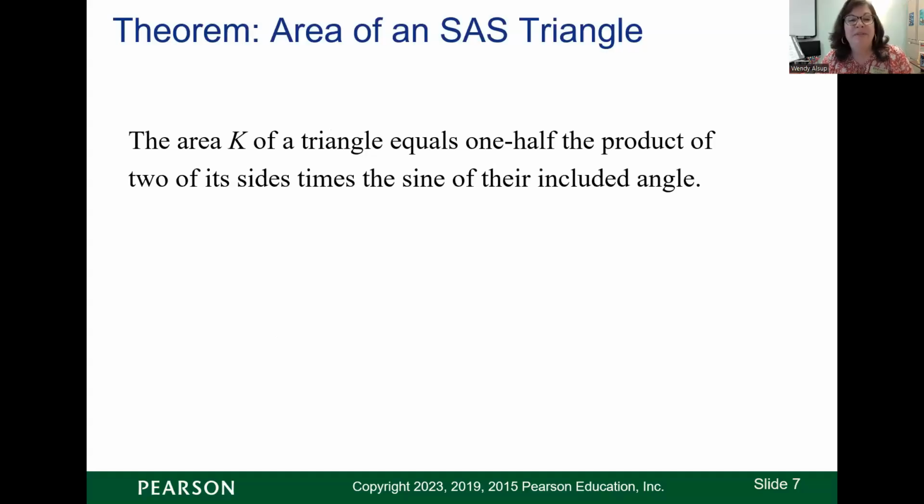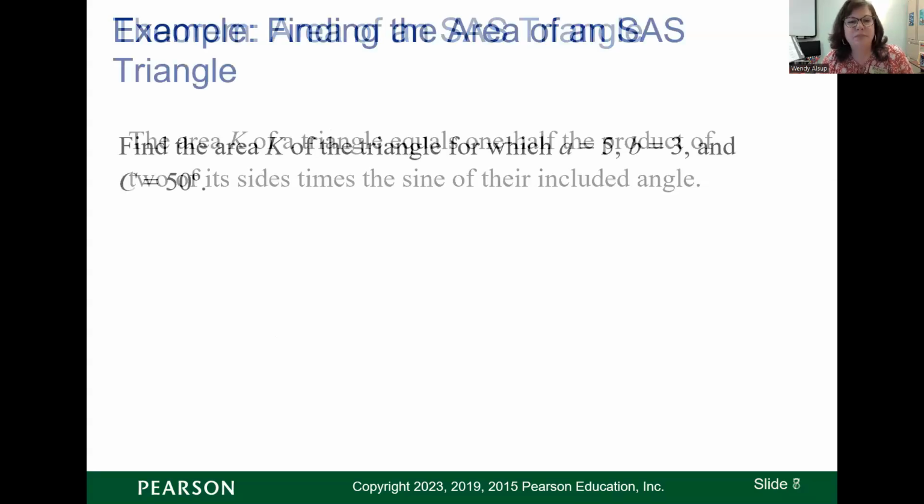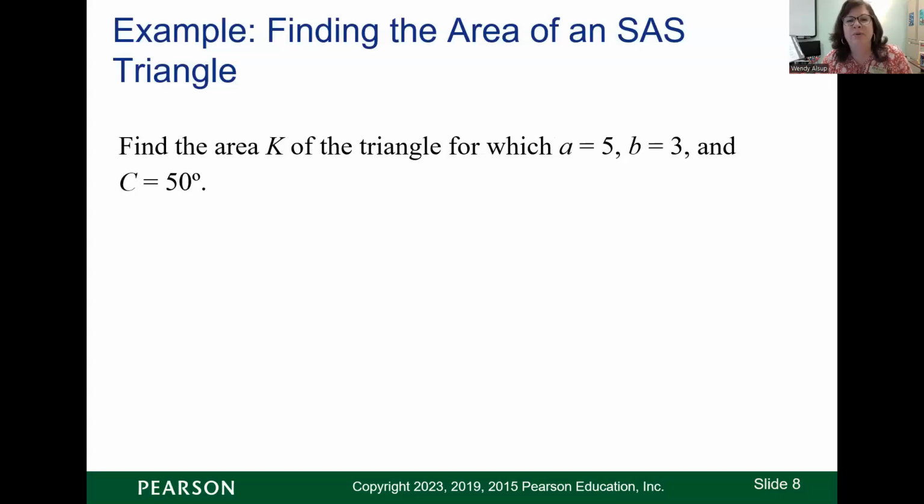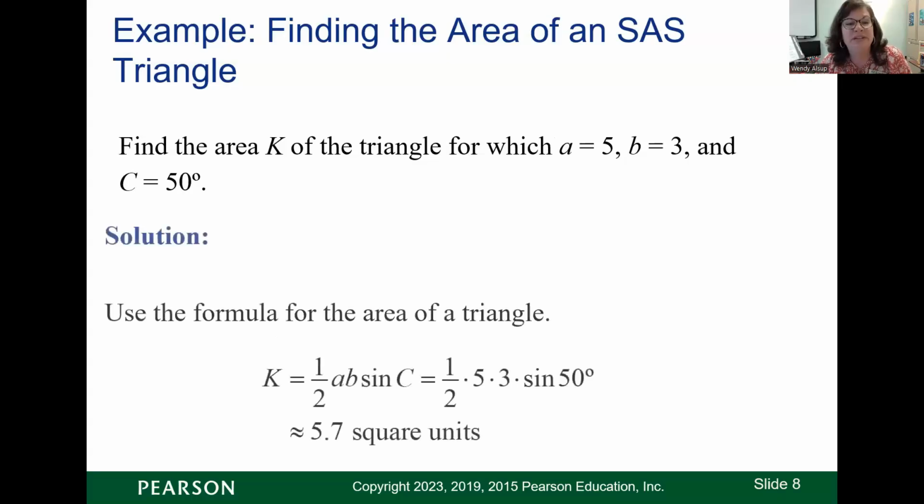The bottom line: 1/2 of the product of the two sides you know and the sine of the angle in between those two sides. So if we have side a equals 5, side b equals 3, and we know the angle in between them, 50 degrees, we'll just substitute that into our formula and we'll get 5.7 square units. Remember, area is units squared. All right, not terrible at all.